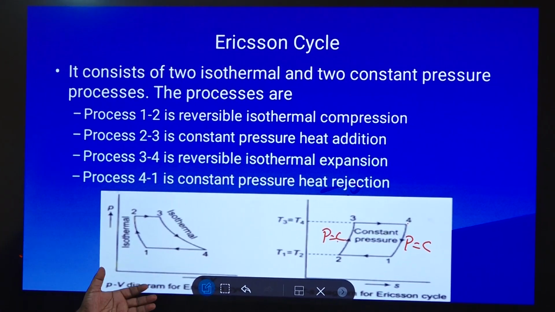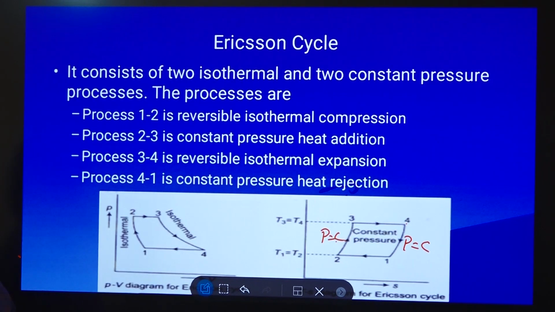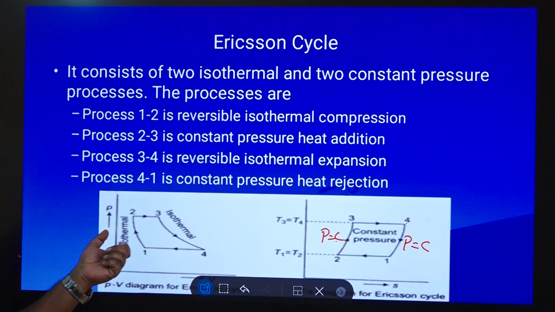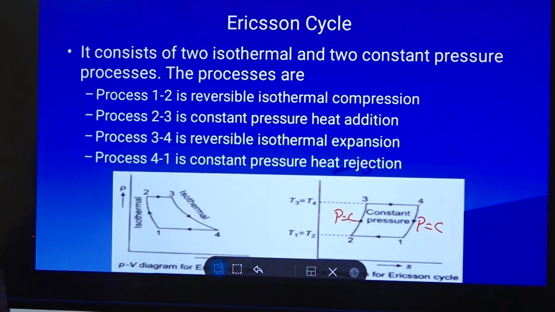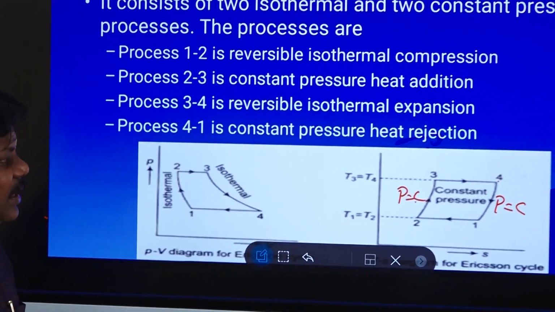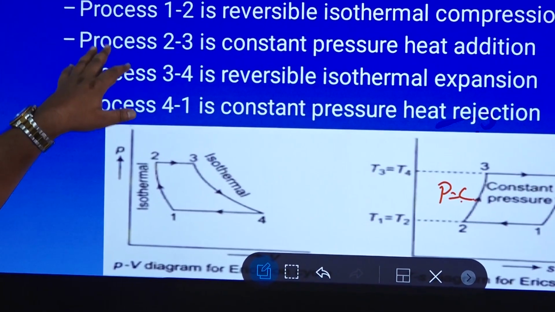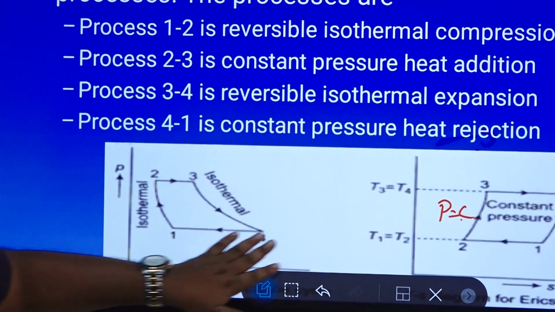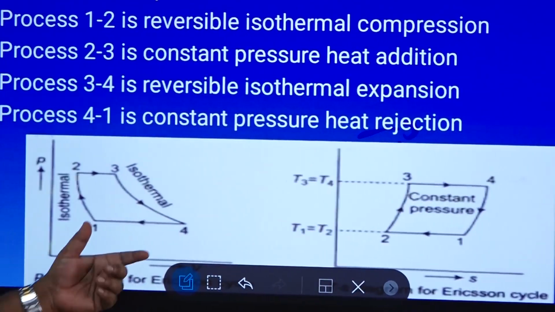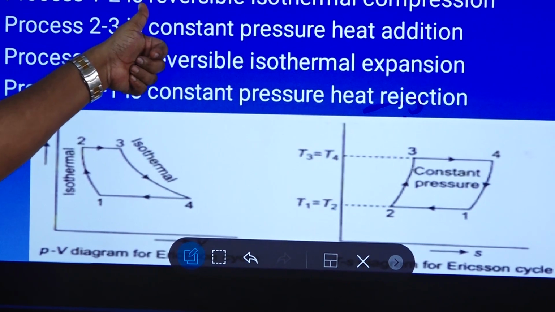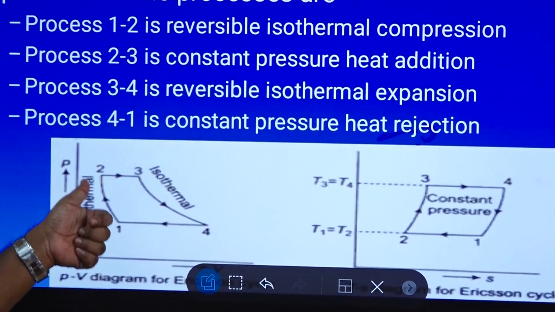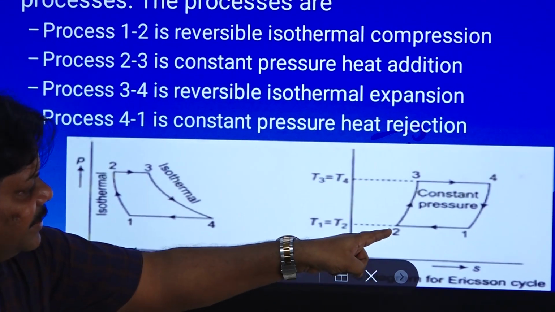Because of that, you may get X and Y. Okay, so you will get different conditions, but you have to be thorough with the basic concepts. Okay, so process 1 to 2, all these are known to you. Process 1 to 2, you can see that it is a reversible isothermal compression process. You can see the temperature remains constant.